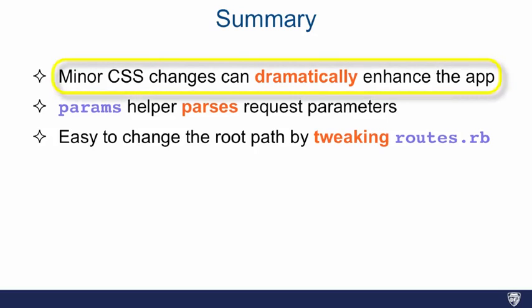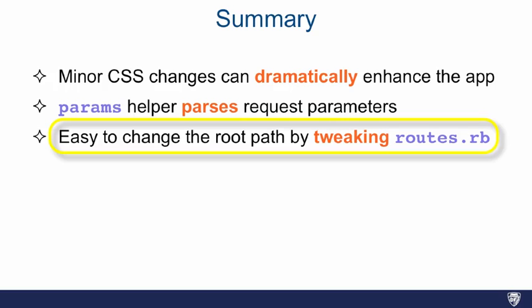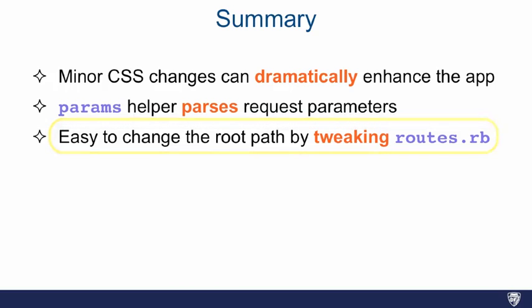So in summary, minor CSS changes can dramatically enhance the app. The params helper is what you need for being able to extract the request parameters and use them in your Rails application. And it is very easy to change the root path by tweaking the routes.rb file.